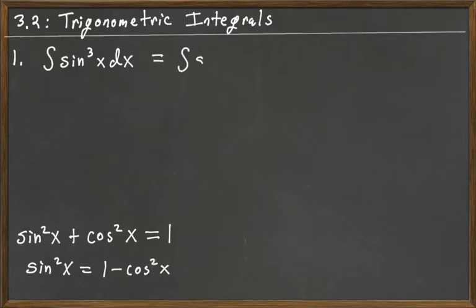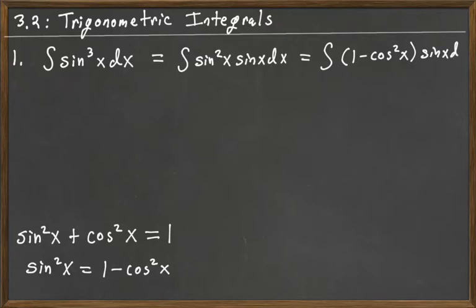Okay, so we're going to rewrite the sine cubed as the sine squared times the sine of x dx. Rewriting the sine squared, it's 1 minus cosine squared x times the sine of x. All right, this is good to go. So we're ready to do our u substitution. u is cosine of x. Differential du is equal to negative sine x dx.